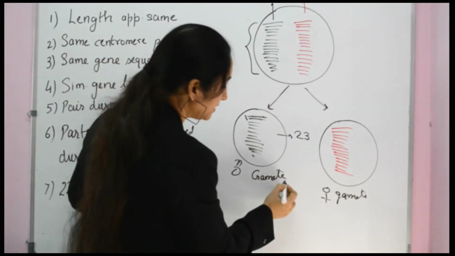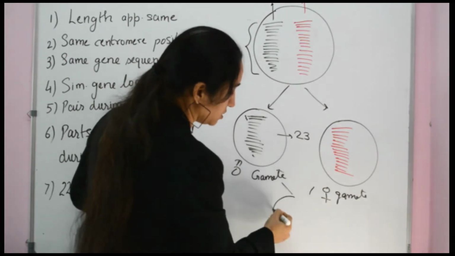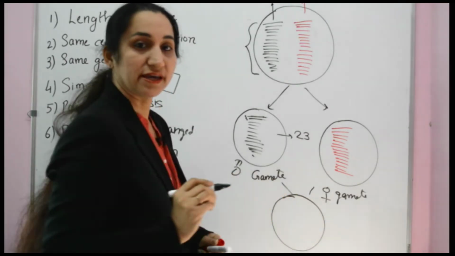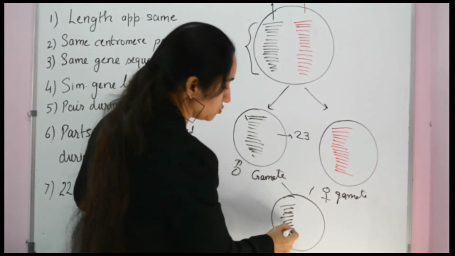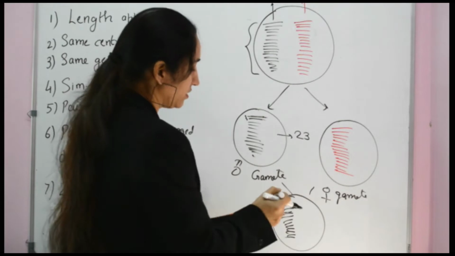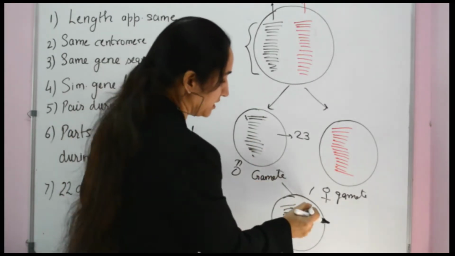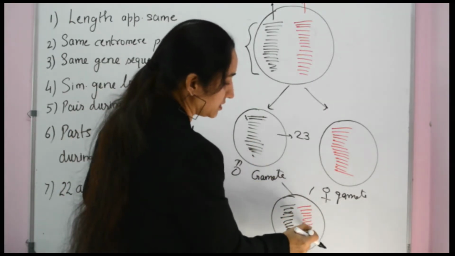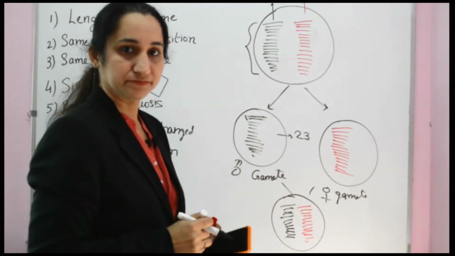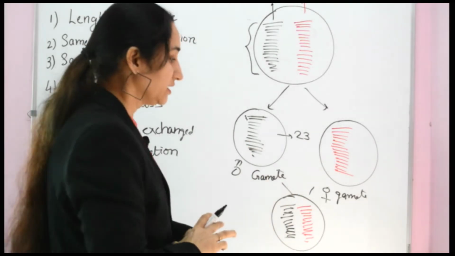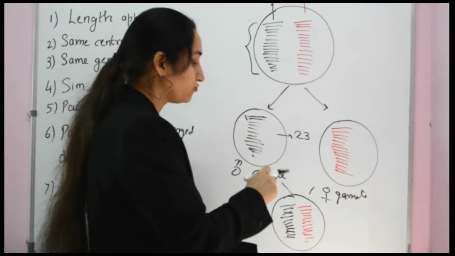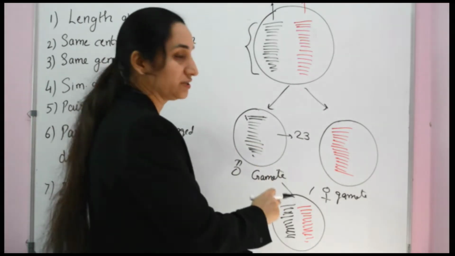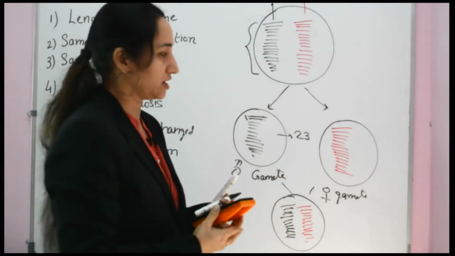When a male gamete and a female gamete fuse, what do they form? They form a zygote. Now again this zygote has two sets of chromosomes, right? One set contributed by the male gamete and the other set by the female gamete. Now the zygote is again diploid and it has 46 chromosomes. Of these 46 chromosomes, 23 are from the mother and 23 are from the father.